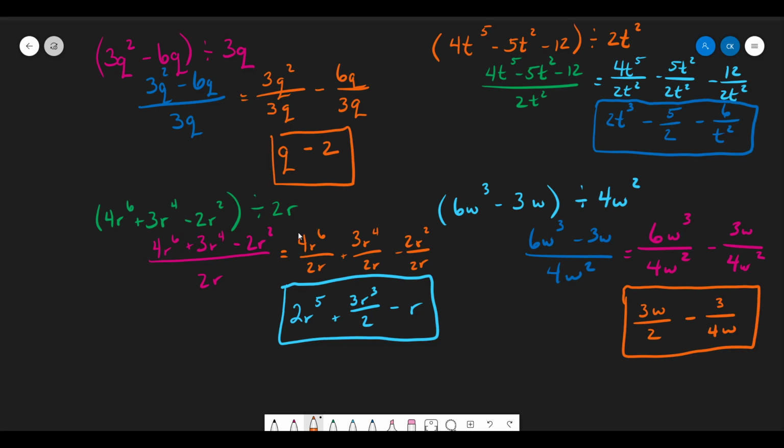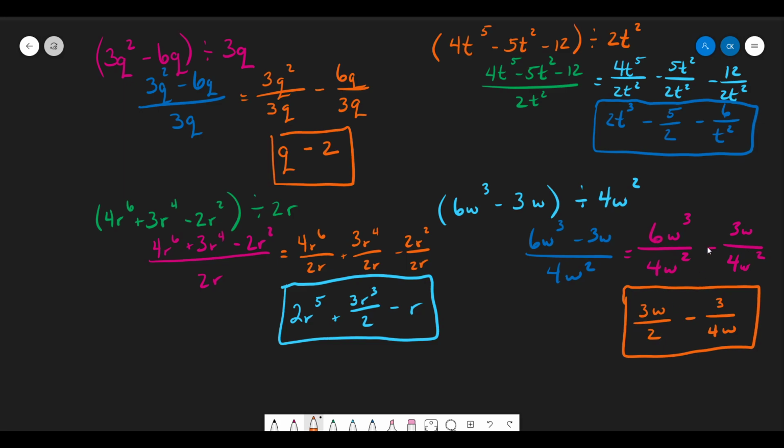Same concept here. 4 over 2 is 2. R to the 6th over r, we subtract the exponents, you get r to the 5th. 3 over 2 doesn't simplify. R to the 4th over r is r to the 3rd. 2 over 2 is 1. R squared over r just becomes r. Final answer. And then again, exact same thing here.